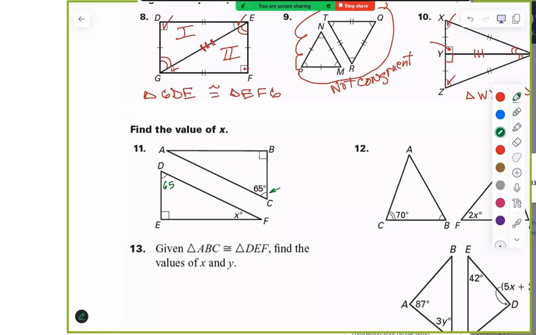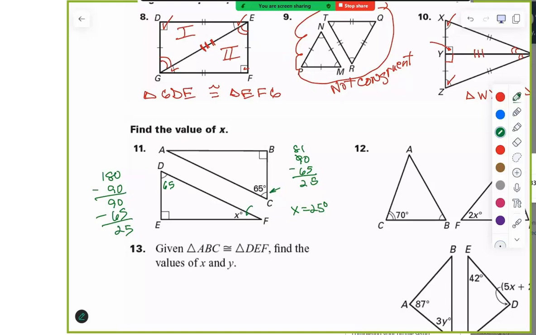Aren't they complementary? You should say yes. So if you take 90 minus 65, that's 25. So this missing angle, which was the x angle right here, is going to be 25 degrees. You could have also said in a triangle you have 180, and you could have said 180 minus 90, which is 90, minus 65, still gives you 25.